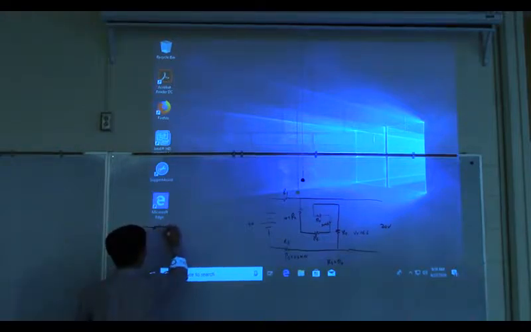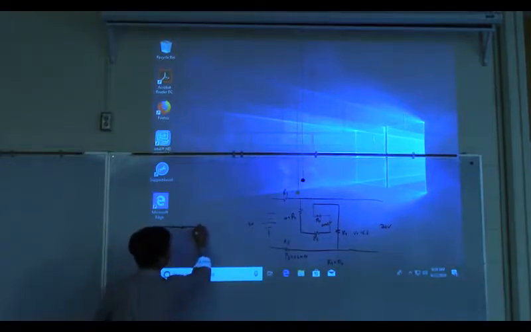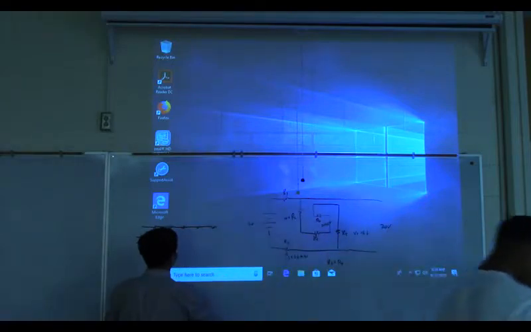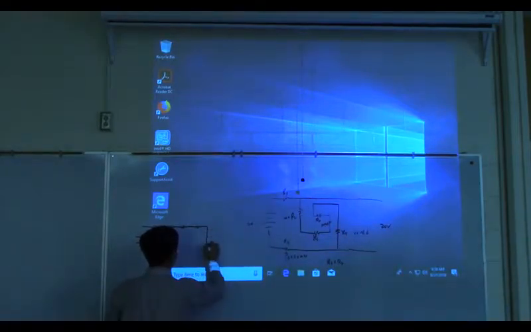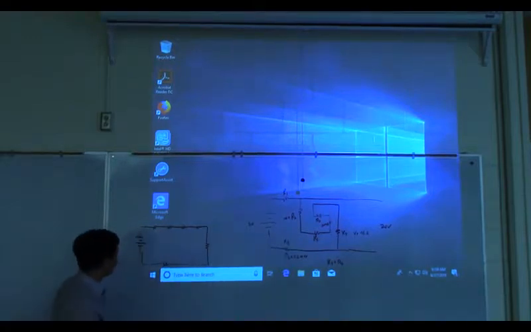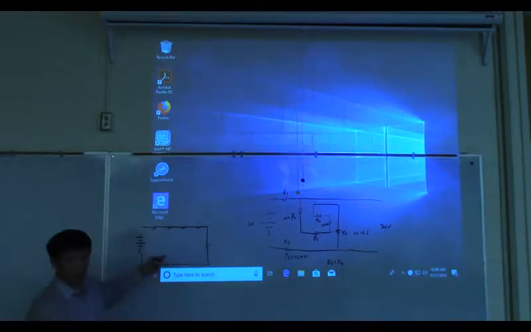One, two, three, four, five. I will draw this one. Anyway, it's a series circuit, so I can draw anywhere. So this 5 is here, and 6 is here. Okay, this is better, right? Yeah, it's the same circuit, right?